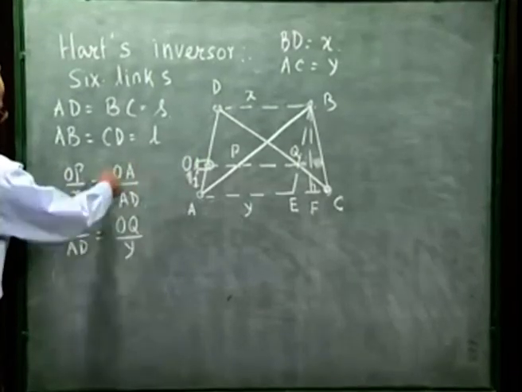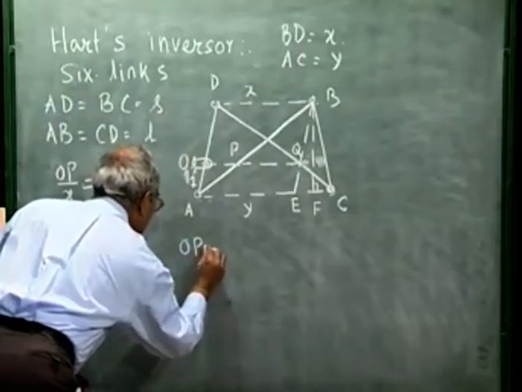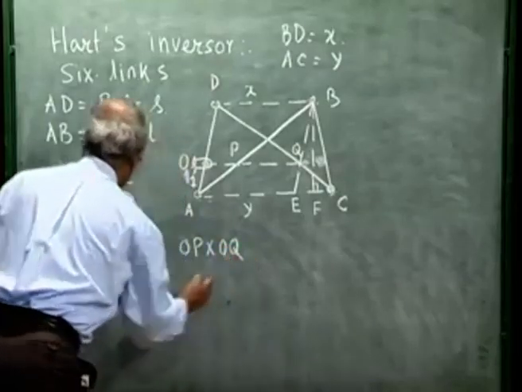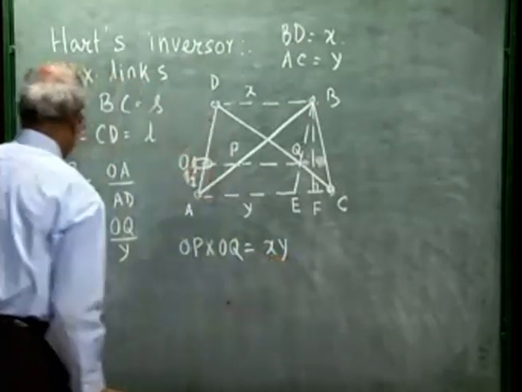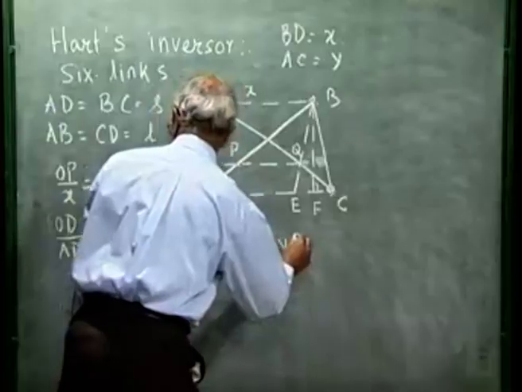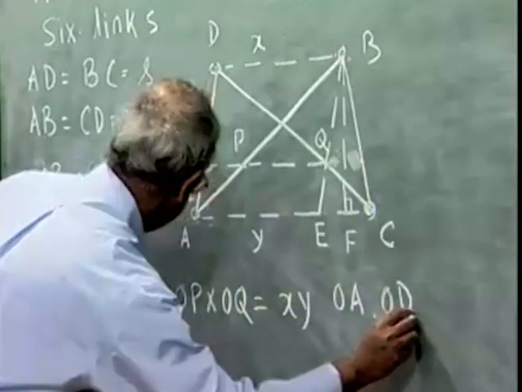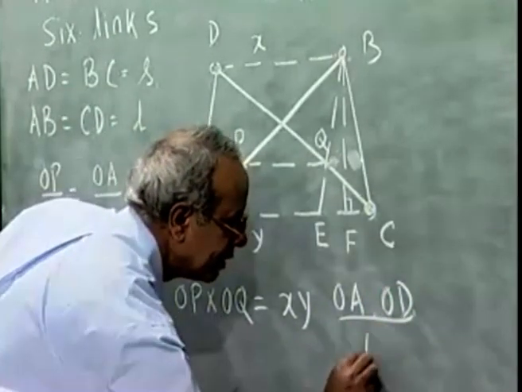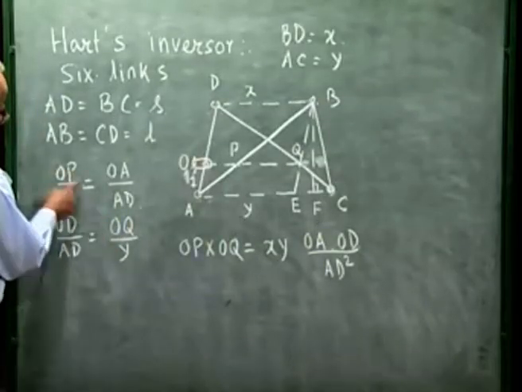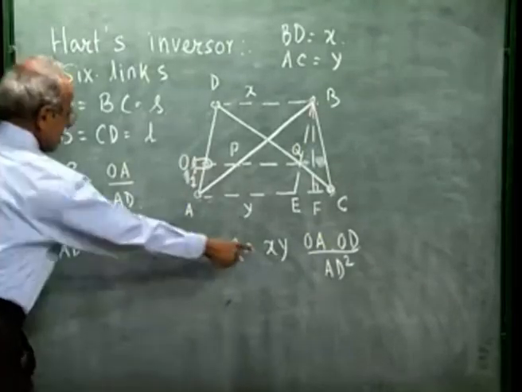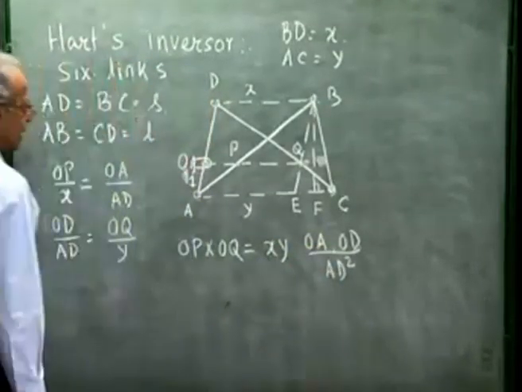Now, let me cross multiply these two equations, then we can see what we get is OP into OQ is XY into OA into OD divided by AD squared. If I multiply these two equations, I get OP into OQ is the same as XY into OA by AD into OD by AD, which is OA into OD by AD squared.